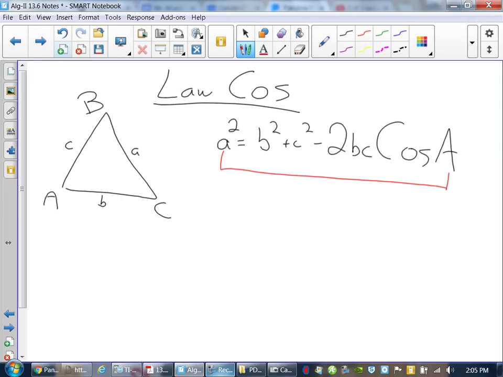Yes, sir? Why can't we just do like we have with the law of sines, where it's like cosine of an angle over its opposite side? It doesn't work. It doesn't set up right, because the real reason why it won't work like that is because when you're finding a cosine of an angle, you're looking at it and you haven't learned this yet.